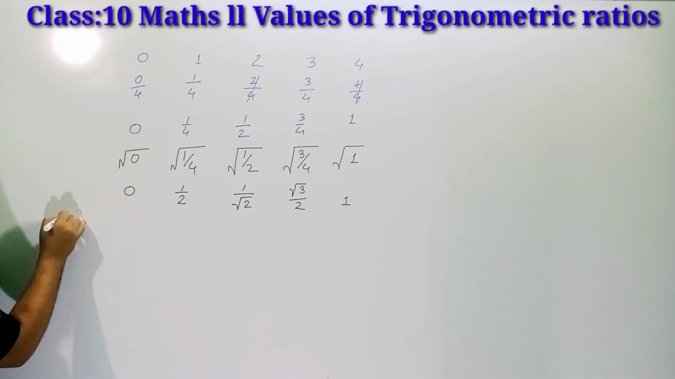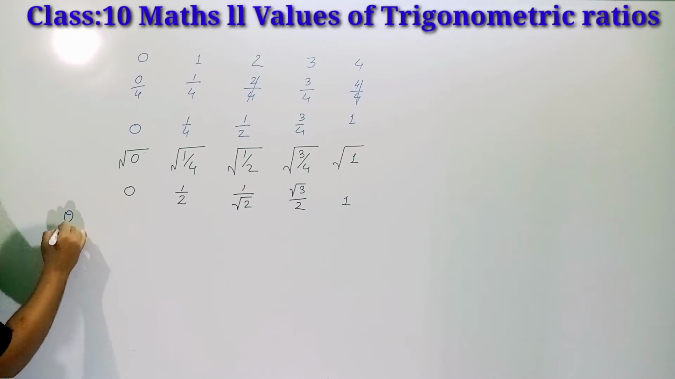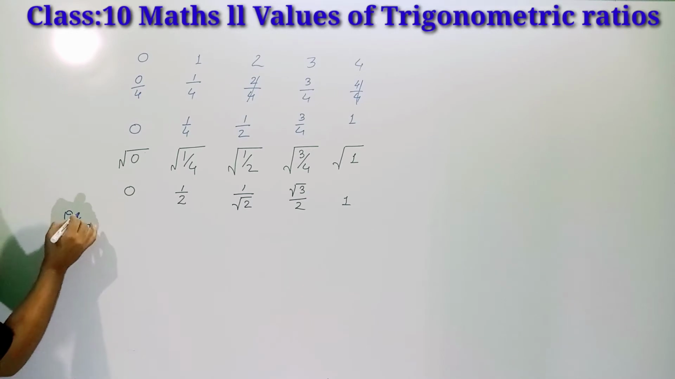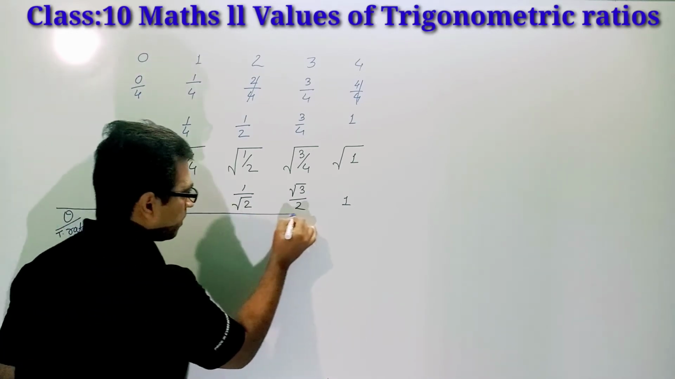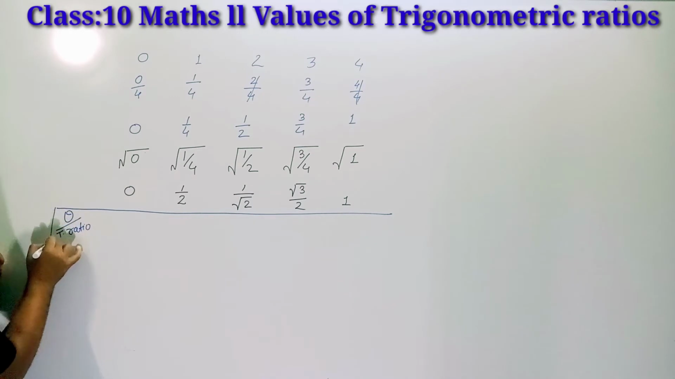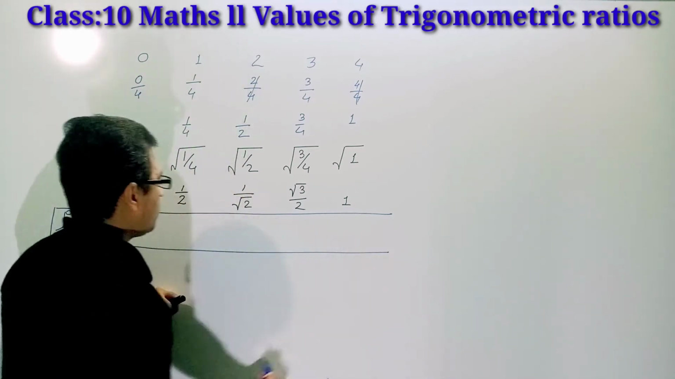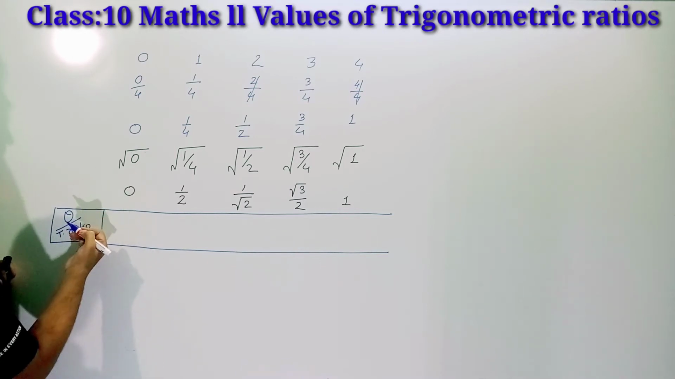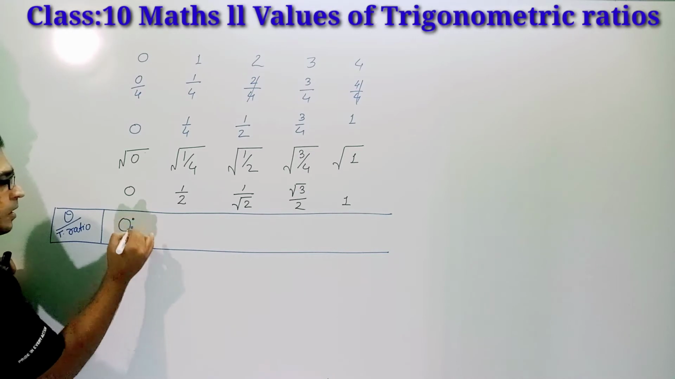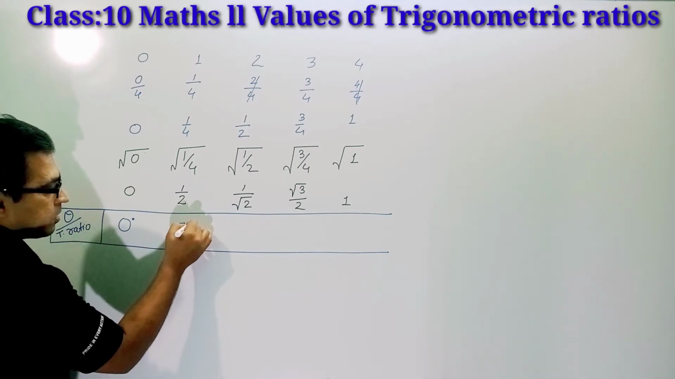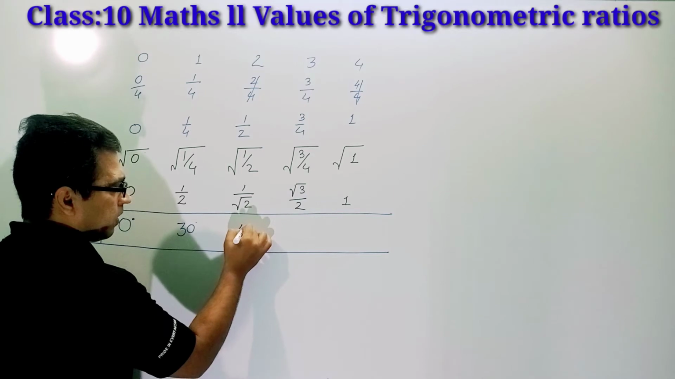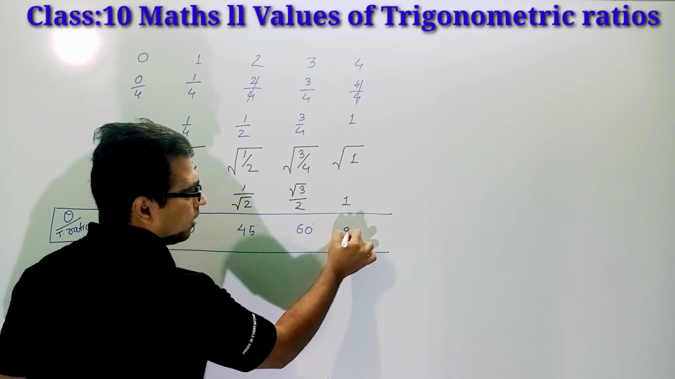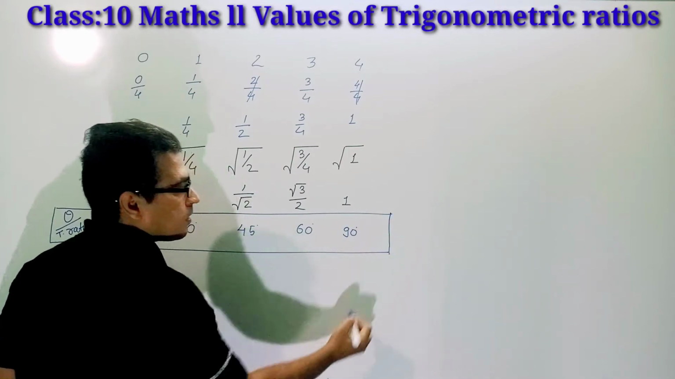Considering theta, theta is what? Trigonometric ratio. Right students? So first of all, writing the angle over here, this is 0 degree, 30 degree, 45 degree, 60 degree and 90 degree. Right students?